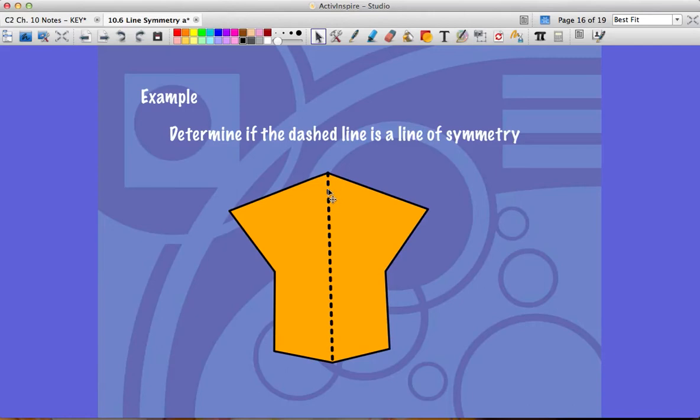Right, so I want you to take a minute, pause, and determine if this dashed line is a line of symmetry or not. If you fold this in half on this dotted line, this side and this side do match up perfectly, so therefore this would be a line of symmetry. Since this is a line of symmetry, this shape does have line symmetry.